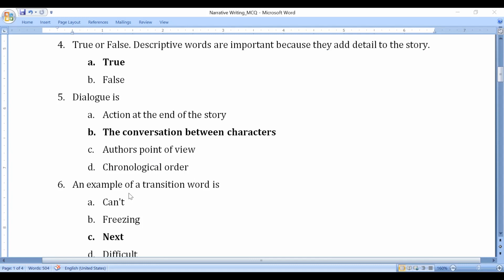What is the dialogue? We have seen the same question in the dialogue writing MCQs as well. What is the dialogue? Action at the end of the story? Is it the conversation between characters? Author's point of view, chronological order. B, it is the conversation between characters that is called dialogue.